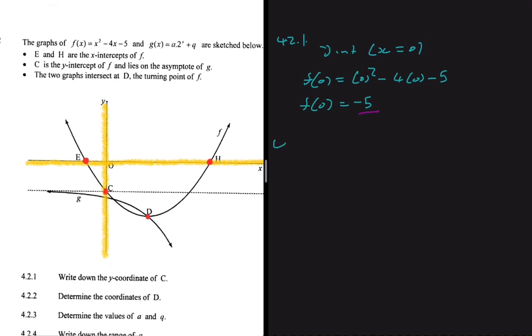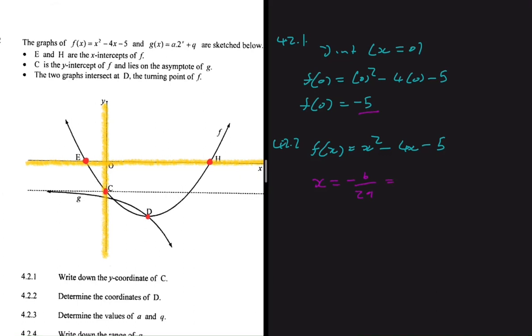And then the next question, 4.2.2: let's determine the coordinates of D. D is the turning point of f of x, right? So we have f of x, let's not forget, equal to x squared minus 4x minus 5. If we want to find the coordinates of the turning point, it's beneficial to start with the x value of the turning point, because we have a formula for that. We can say that x will be equal to minus b divided by 2a.